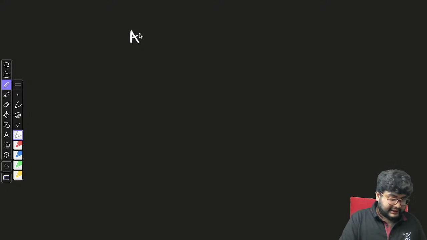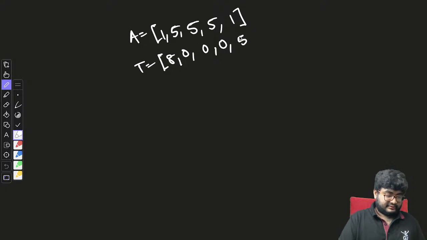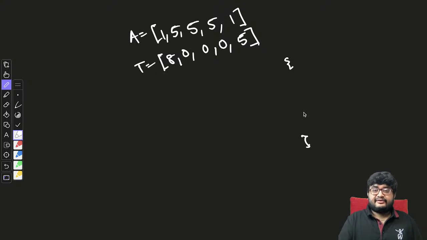So A equals to 1 5 5 5 1, and time equals to 8 0 0 0 5. Okay, let's start again. So we'll maintain here what is the time we visit each element. So we'll start at this one and current time is 0. So we can just pick up 1 at time equals to 0.